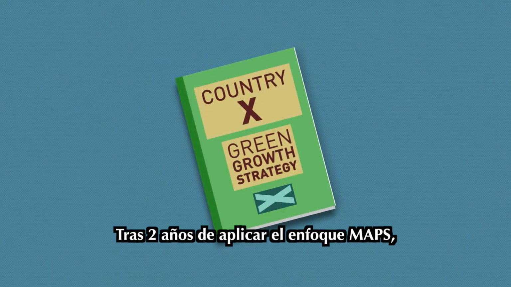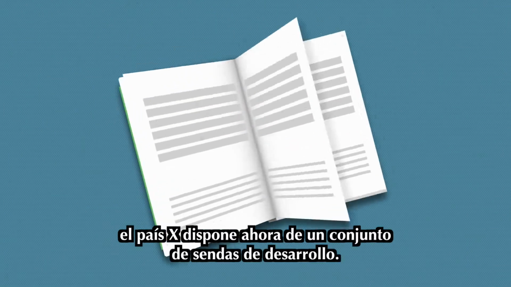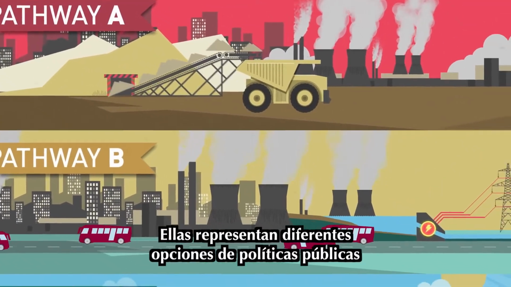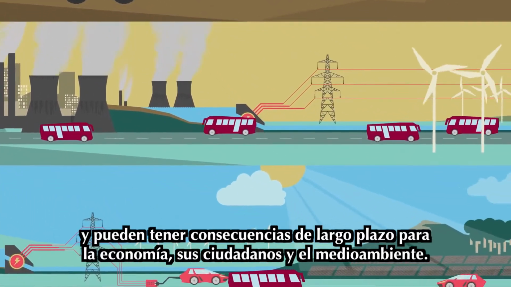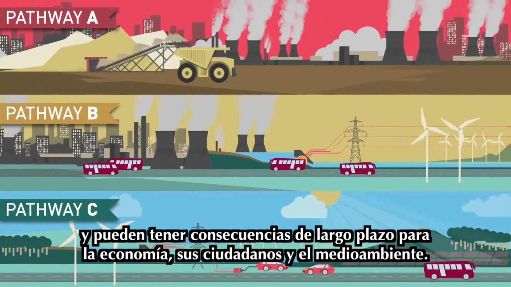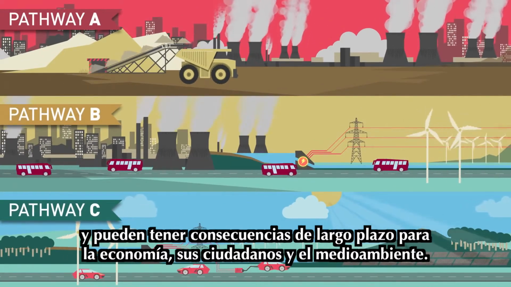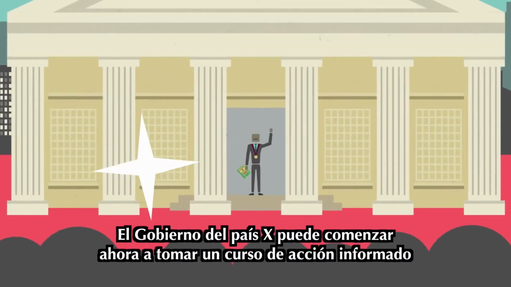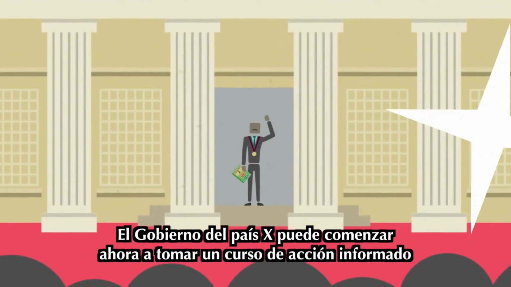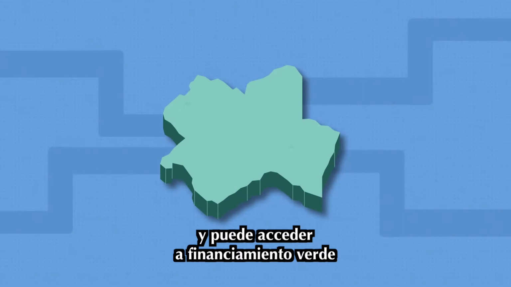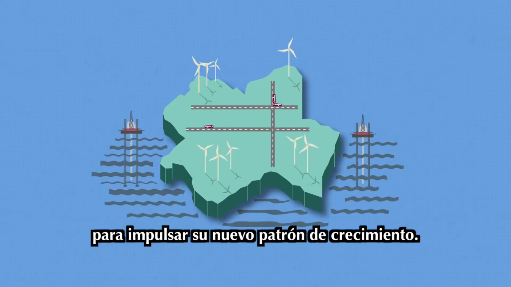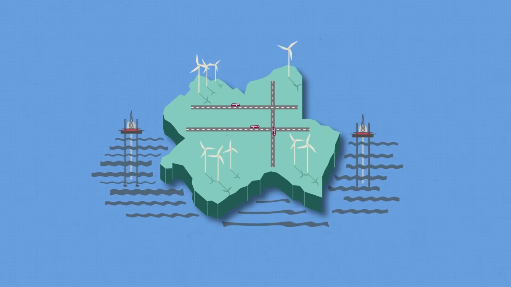At the end of the 2-year MAPS process, Country X has a set of development pathways. These show different policy options and their long-term implications for the economy, its citizens, and the environment. The government of Country X can now start taking informed action. It also has the ability to access green finance to kickstart its new growth approach.